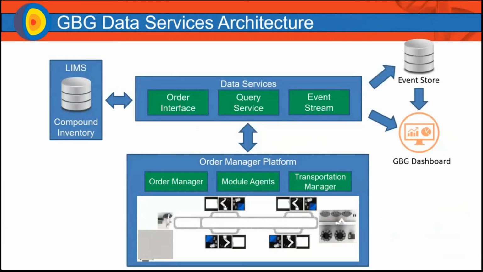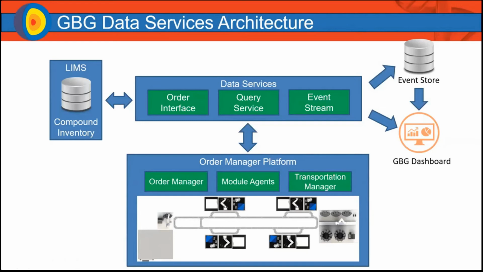This is just a schematic which shows the same thing I just talked about, but it really breaks it into two layers. At the platform layer, you have the GBG Order Manager, the Transportation Manager controlling the track and the robots, and then the module agents, which essentially physically represent these spurs. They're the communication between the workstations and the order manager.